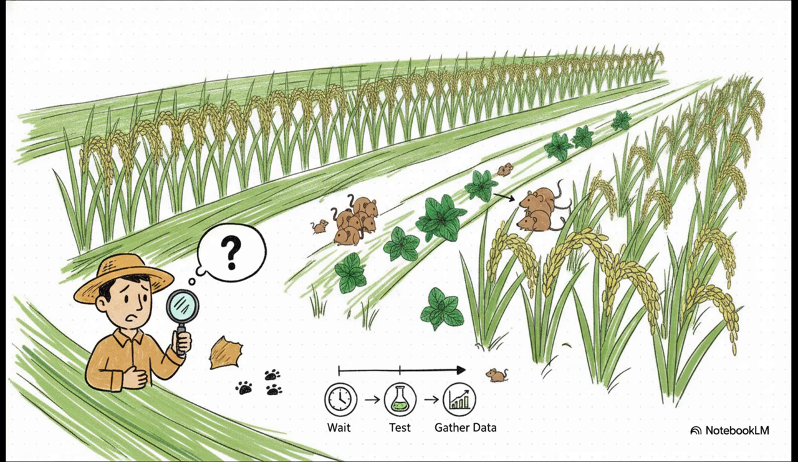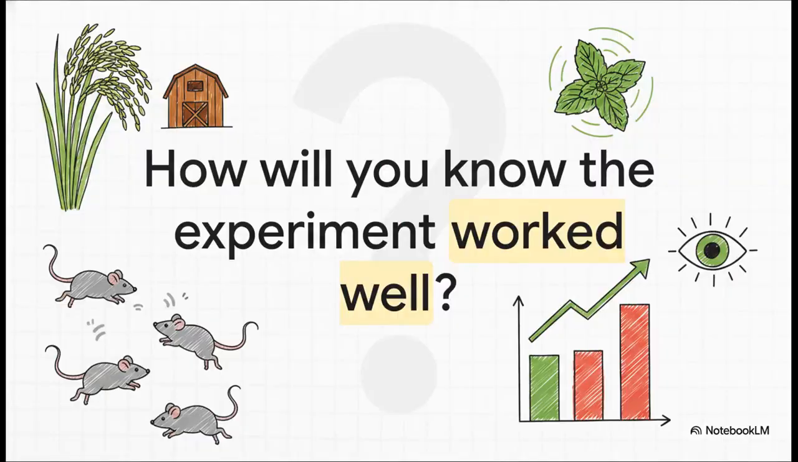So the experiment is designed with the independent variable being the planting of peppermint right in between the rice crops. From there, it is just a matter of waiting, testing, and gathering data on the mouse population. But here's a question for you. How do we objectively know the experiment worked? Well, data gathering is simply the act of objective observation. You are measuring whether the dependent variable reacted the exact way your hypothesis predicted.